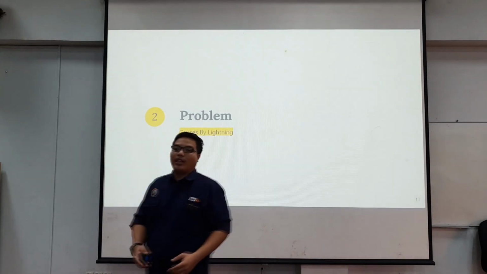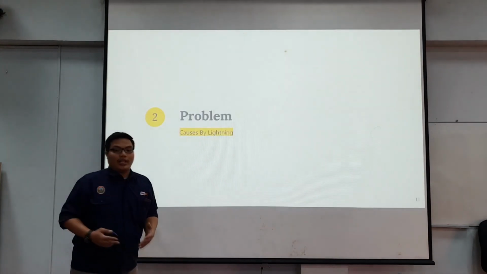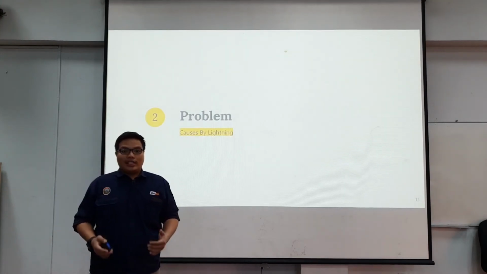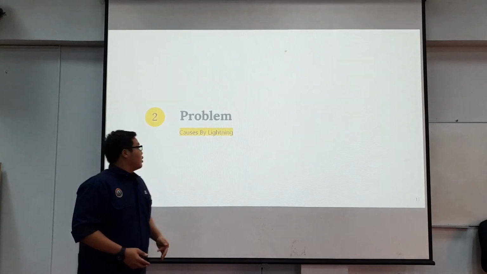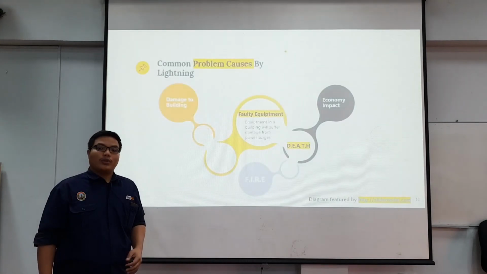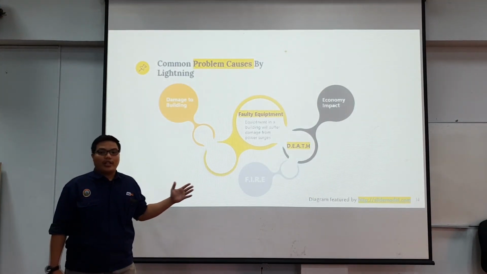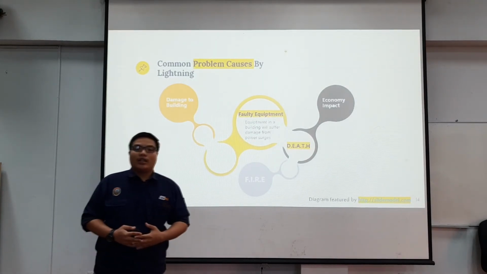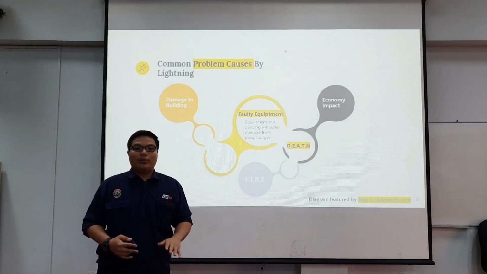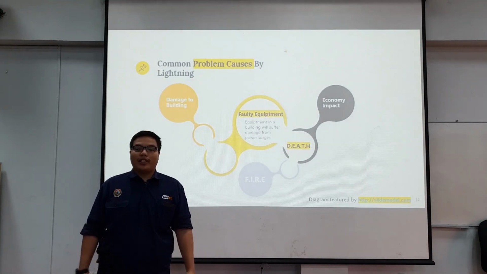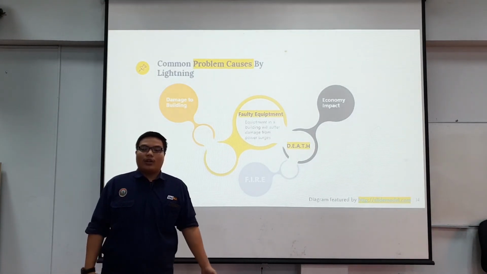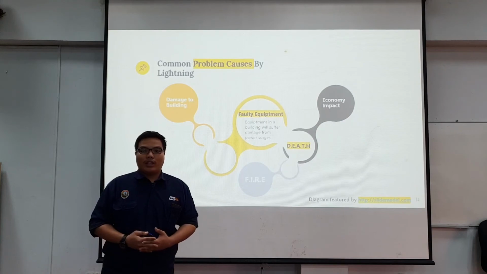So now we are going to get to the problems that can be caused by a lightning strike. These are the problems that can be caused by a lightning strike, and the main one is that it will cause faulty equipment that can cause fires and death to end consumers when they are using it.